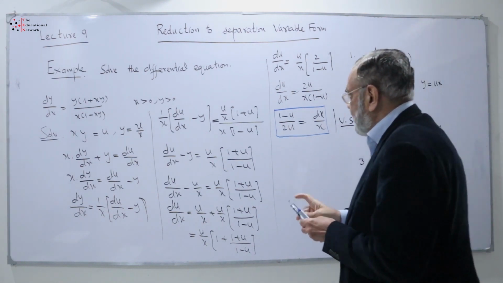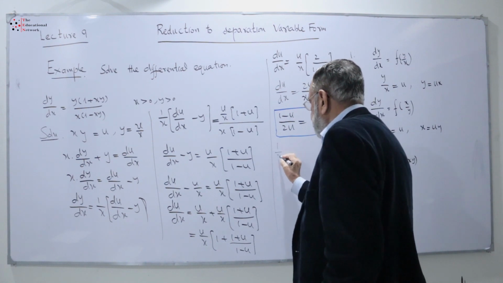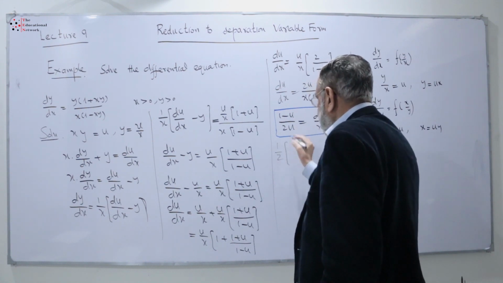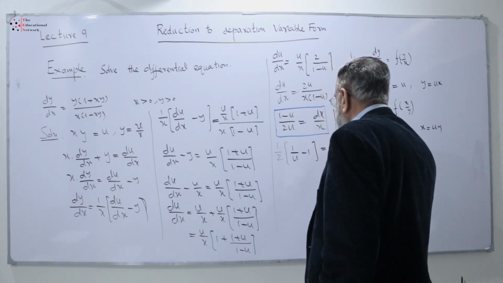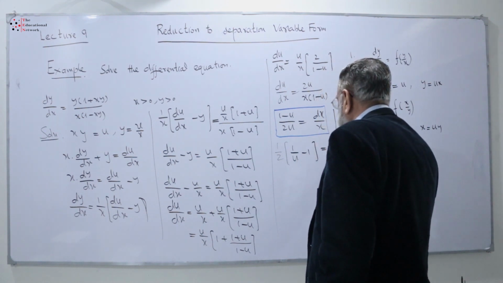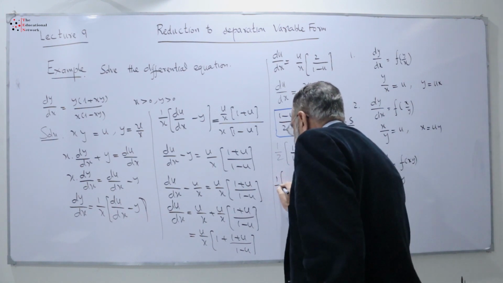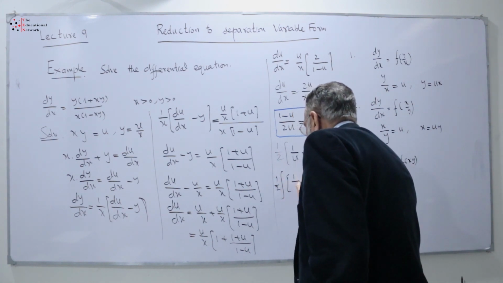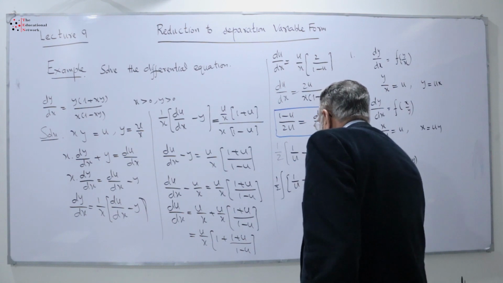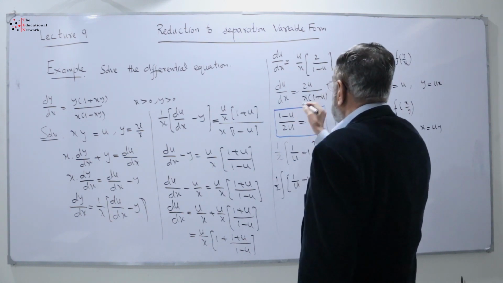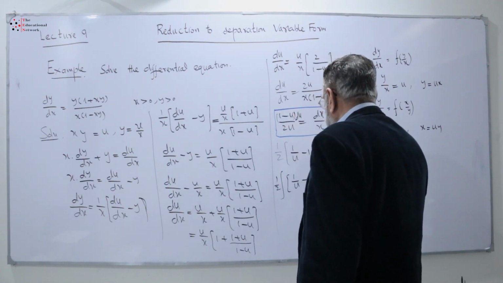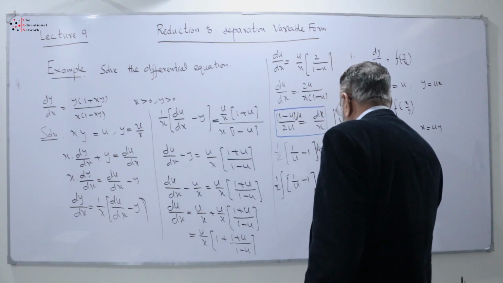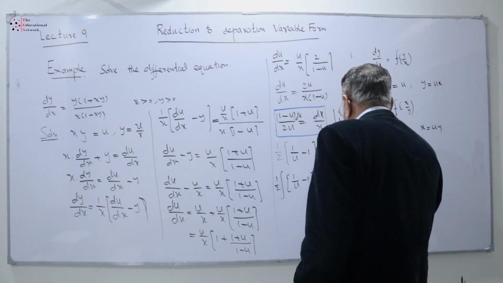So I take 1 by 2 common and divide by u. I take here 1 by 2, further simplifying it. I get here 1 over u minus 1, and here get dx over x. Now integrate that one. 1 by 2 into 1 over u minus 1 into du. Du is missing here. This is here du, is equal to dx over x integrated.